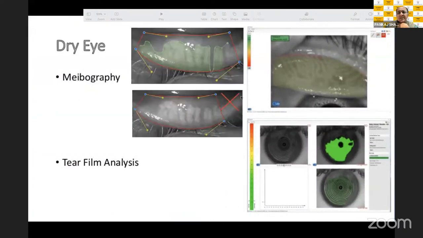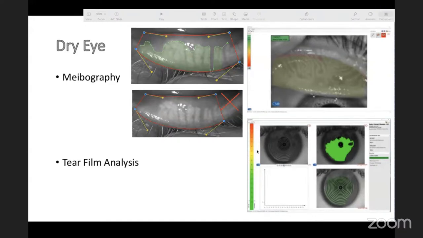Meibography, what is done is, it takes the infrared picture of the meibomian gland and you can actually mark, like this is the picture, you can mark with this and get actually how much percentage meibomian loss is there. Tear film analysis is the non-invasive BUT. What is BUT?